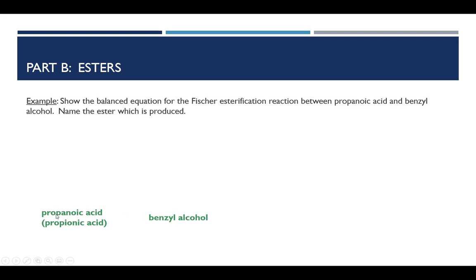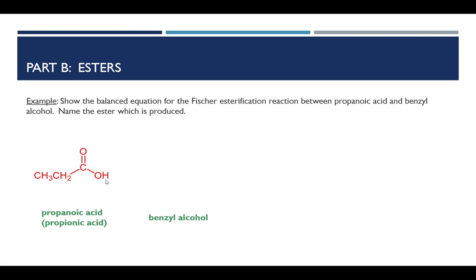You shouldn't have a problem writing the acid. The acid is the acid with 3 carbons, so propane, so 3 carbons. 1, 2, 3. And then carbon number 1 is always where the functional group is located in an acid.